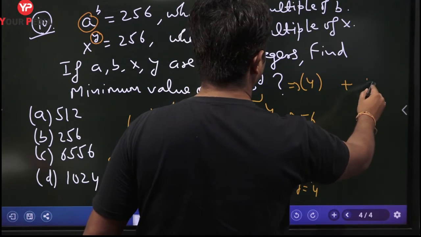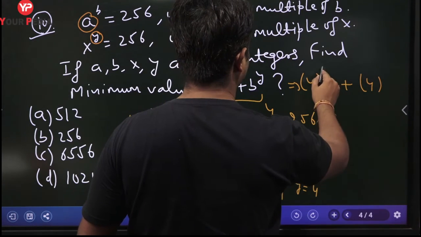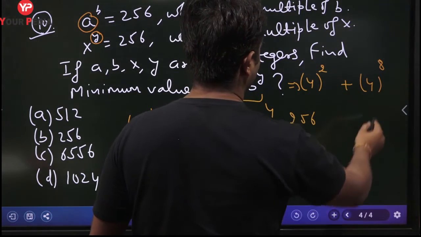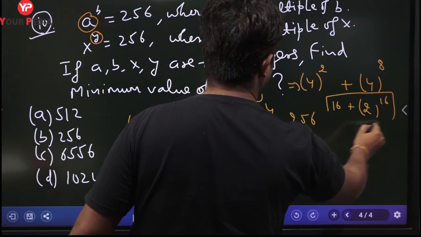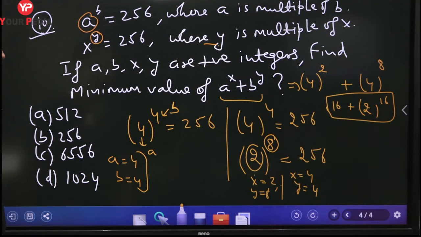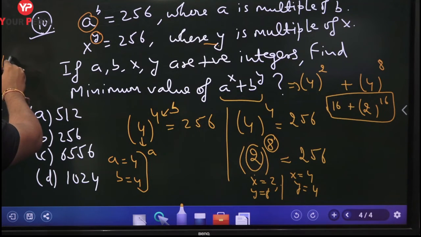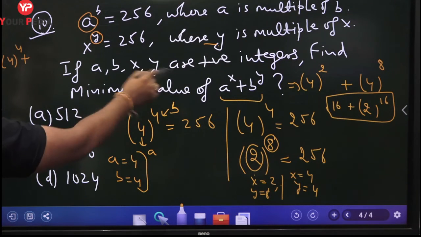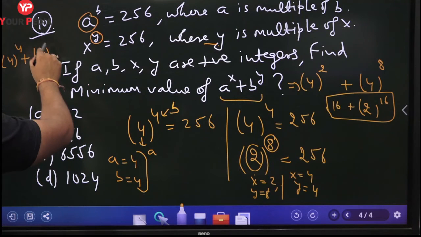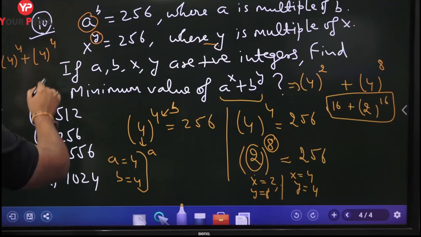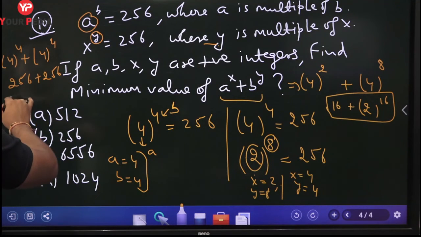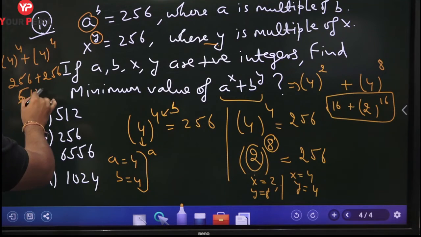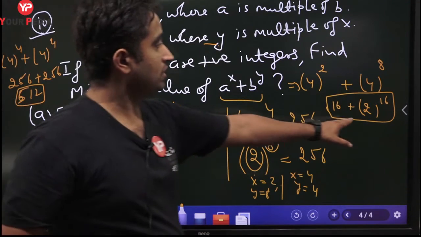4, a is 4, b is 4, x and y are 2 and 8, so that will become 2 power 16 plus 16. Now when I am taking x 4, y 4, a is 4, x is 4, a power x, b power y, so that is 4 power 4 plus 4 power 4. So that is 256 plus 256. So that is 512. So this is less than this value.